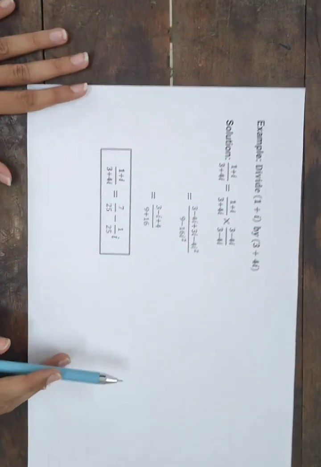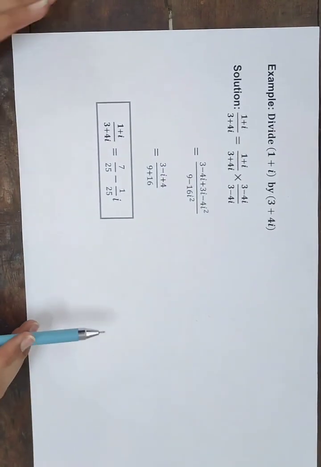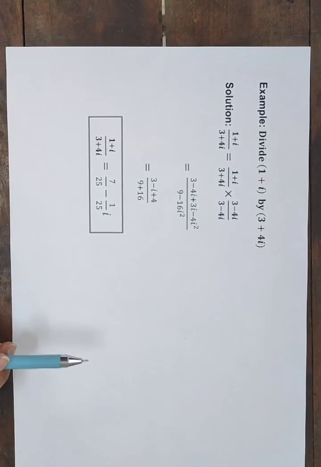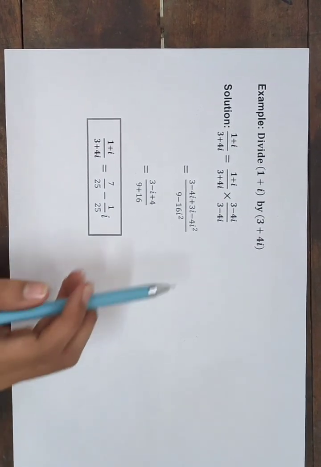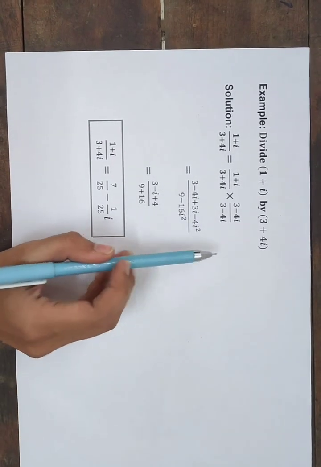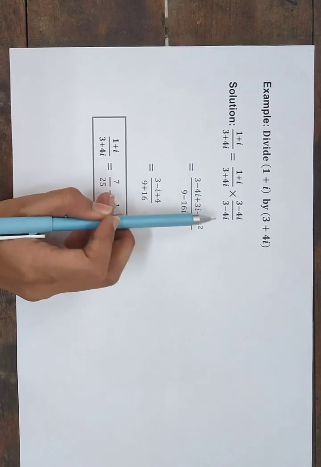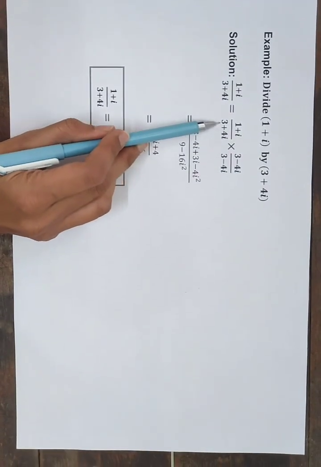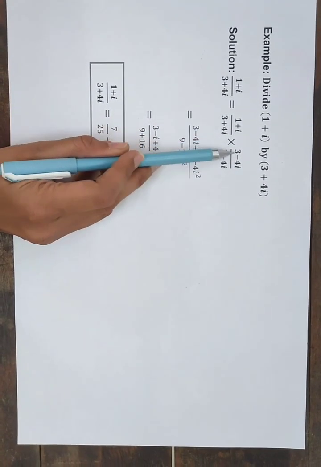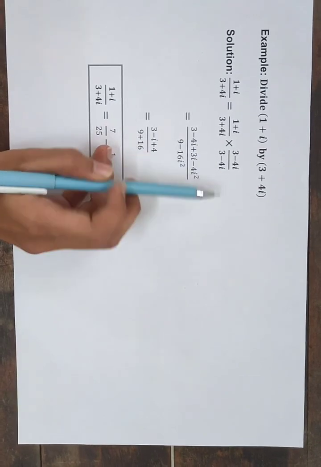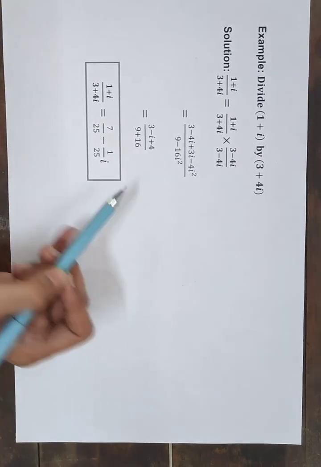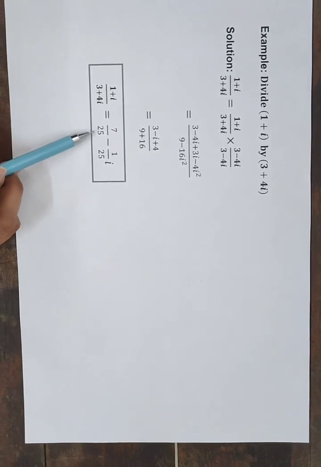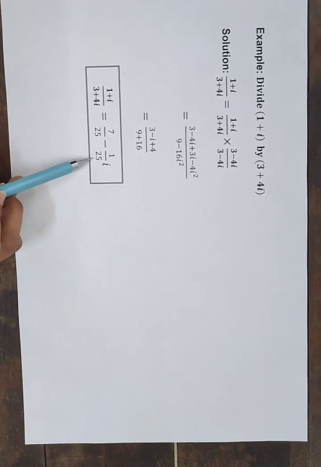Now let us consider an example. Divide 1 plus i by 3 plus 4i. Here we use the rationalize method, that is, we divide and multiply by the conjugate of the denominator. So (1 plus i) upon (3 plus 4i) into (3 minus 4i) upon (3 minus 4i). By solving this, we get (1 plus i) upon (3 plus 4i) is equal to 7 by 25 minus 1 upon 25 i.